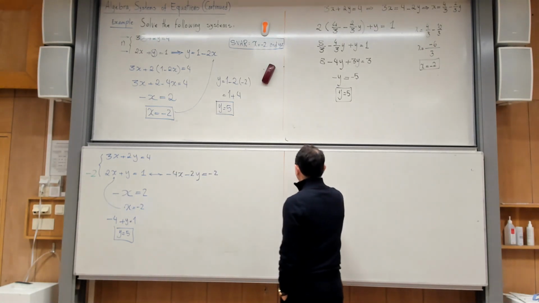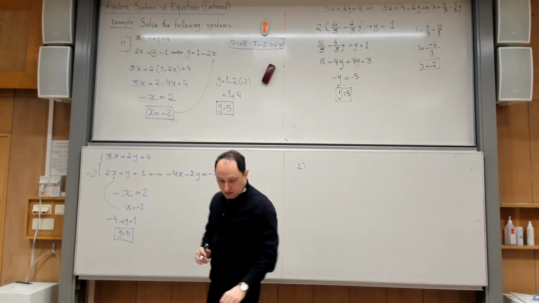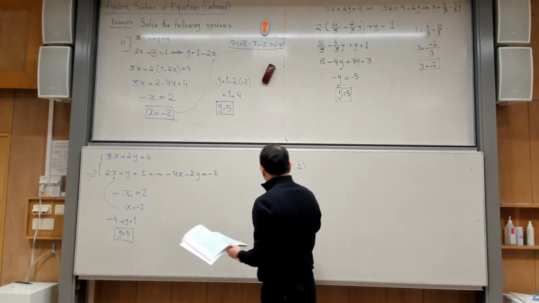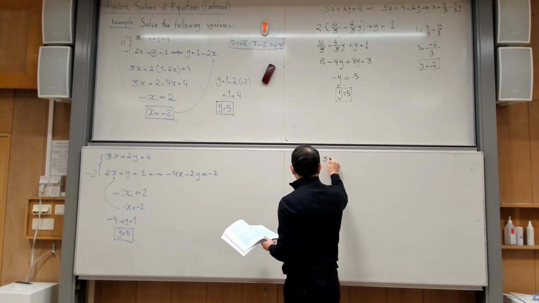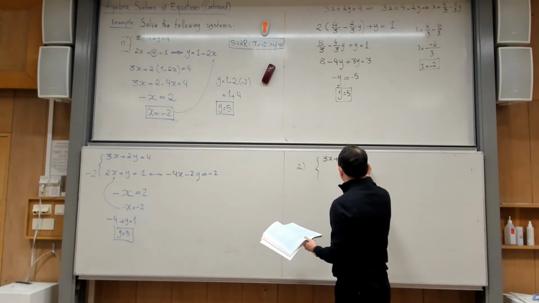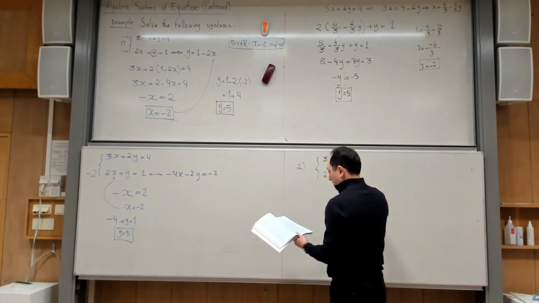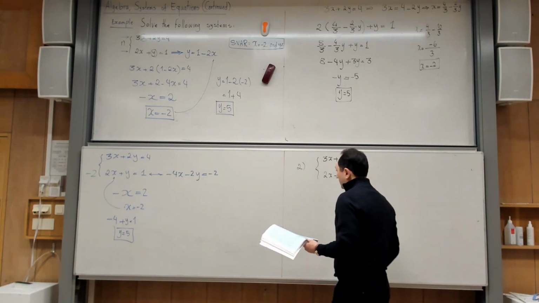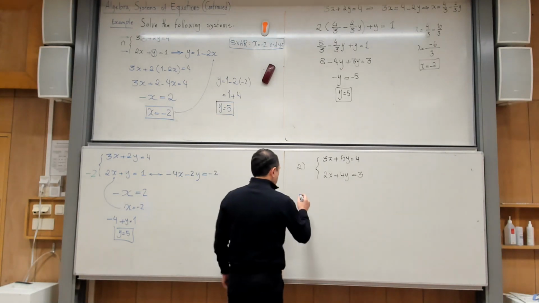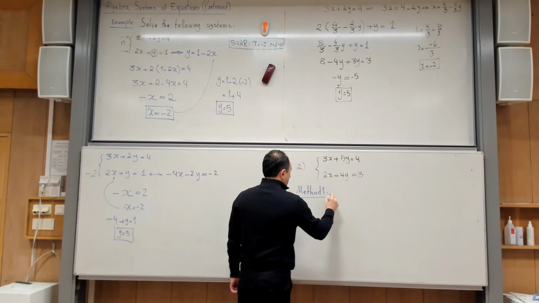So let me give you another example. Number 2. Let me see if there is a nice one. Yeah, let us take this one. So we have 3x plus 5y equals to 4, and then I have 2x plus 4y equals to 3. Okay, I want to solve this problem with two methods. That's method 1, substitution, yes?